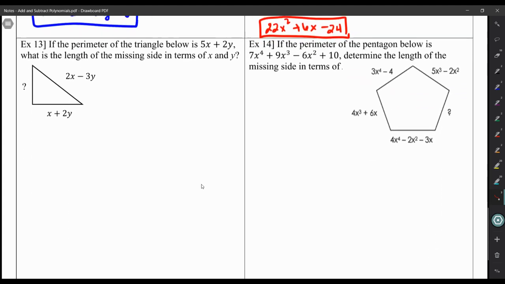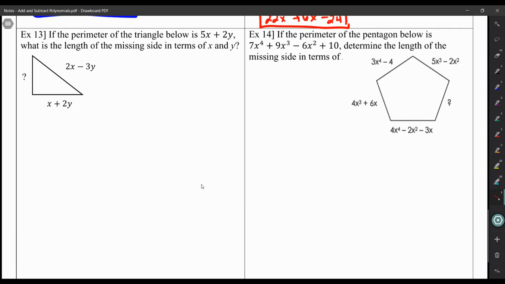Now let's look at 13 and 14. So 13 and 14 are working a little bit different. Number 13 says, if the perimeter of the triangle below is 5x plus 2y, what is the length of the missing side in terms of x and y?